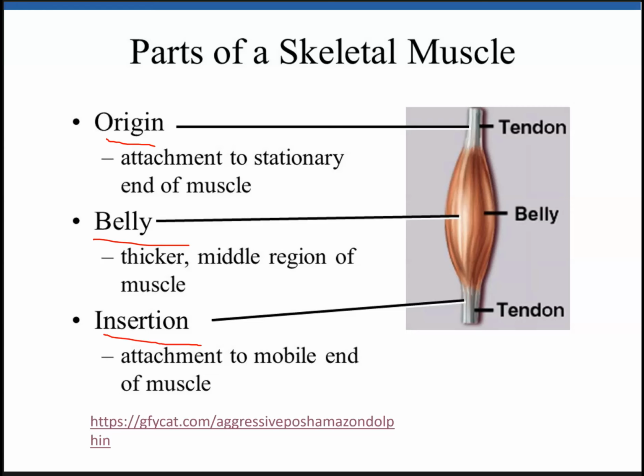Insertion, on the other hand, is the end of the muscle that can cause movement. Okay? So the belly is basically the fat muscular region that you see when you flex your arm. The big bump that you see is actually the belly.